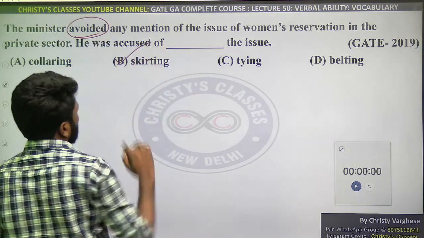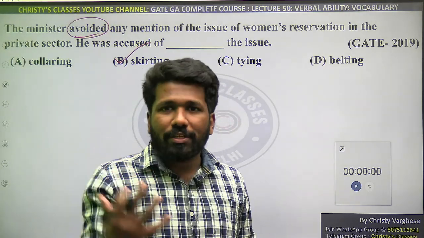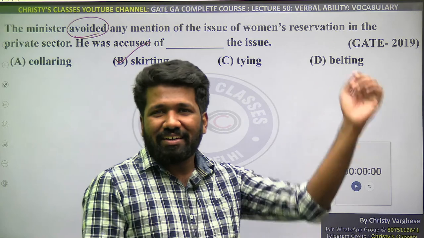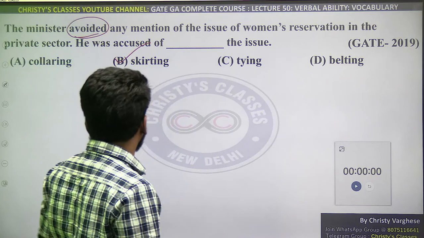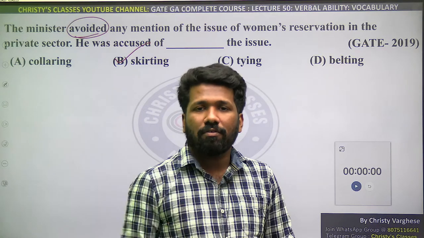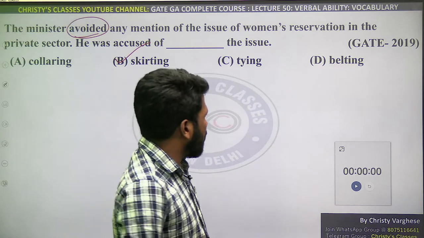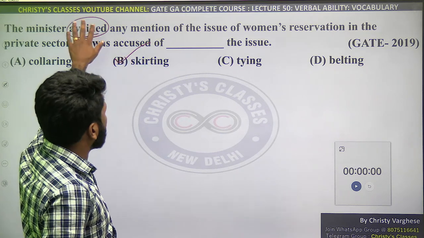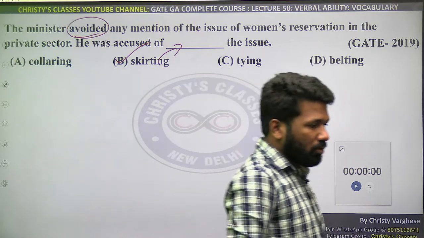It is skirting the issue, because skirting means attempting to avoid something. Again, without knowing that meaning, this can be challenging, I agree. Otherwise, at least the other three words' meanings you should be clear about. Collaring means seizing something or stopping someone. Police collared the thief. Tying, like tying a rope. Belting has a similar meaning, but that will not be connected with avoiding something. That is why skirting is the correct answer or the best option.